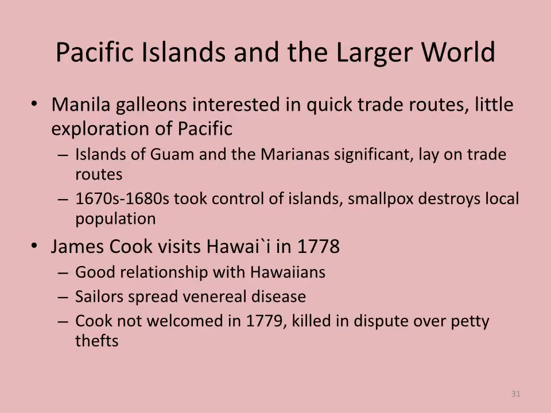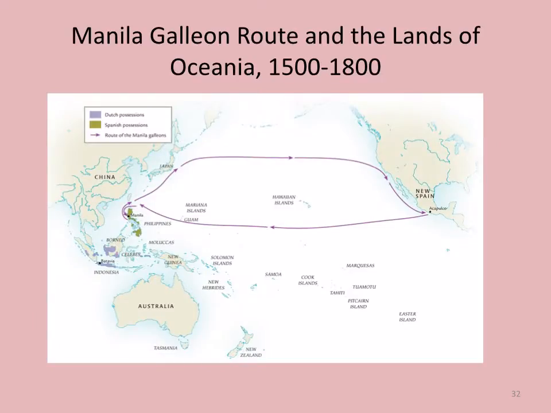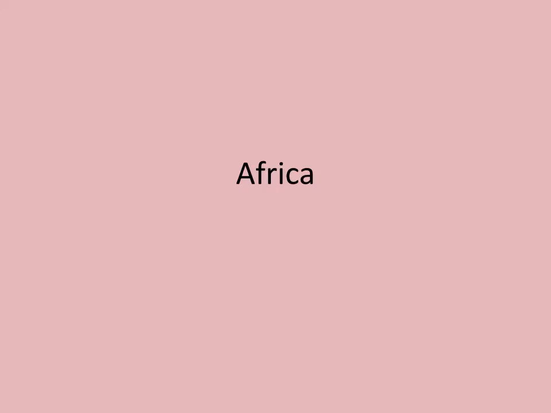Now, James Cook is going to visit Hawaii in 1778. He has a good relationship with the Hawaiians. His sailors are going to spread venereal diseases, also known as STDs, and he's not really welcomed in 1779, and eventually he's going to be killed over a dispute over petty thieves. He also made a comment about one of the chief's wives, so yeah, not really the classiest guy to hang out with. So now we're on to Africa.